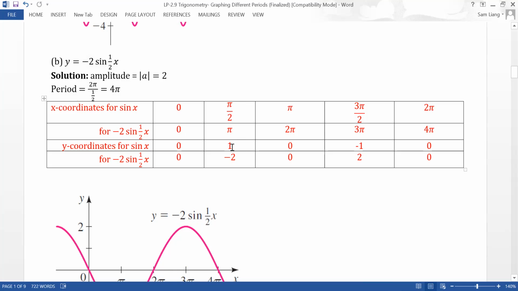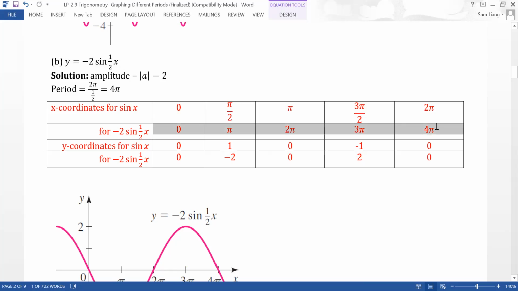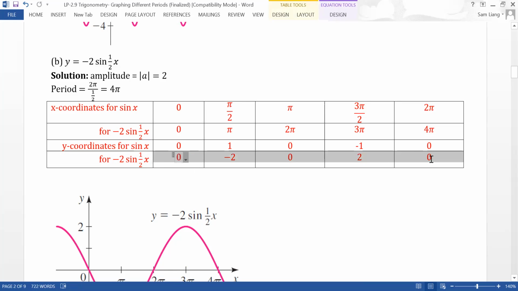And then if you multiply it by negative 2, right? So yeah, here you have to be careful. So even though the amplitude is 2, everything is being multiplied by negative 2, right? So multiply everything by negative 2, we get 0 here, positive 2, because negative 1 times negative 2 is positive 2, then 0, negative 2, and 0. Okay, and these are the coordinates that you're going to plot. Okay, 0 to 4 pi, and then 0, negative 2, 0, 2, 0.